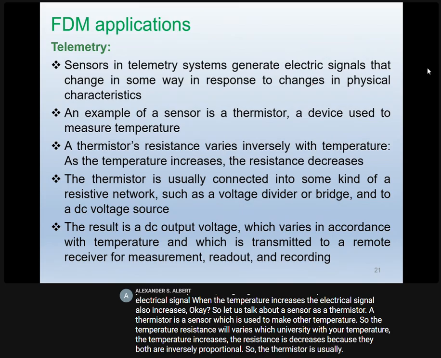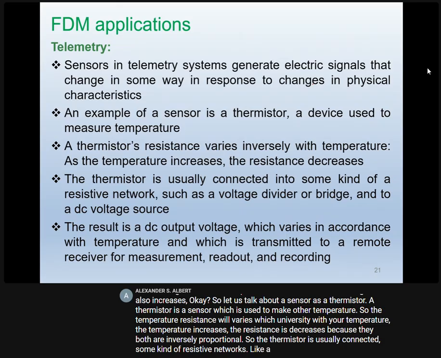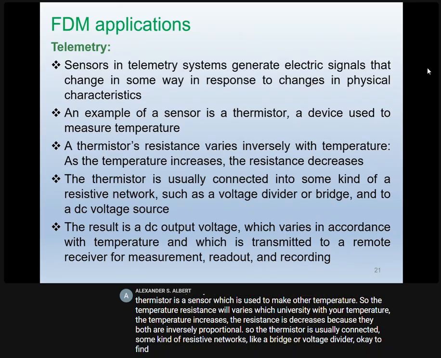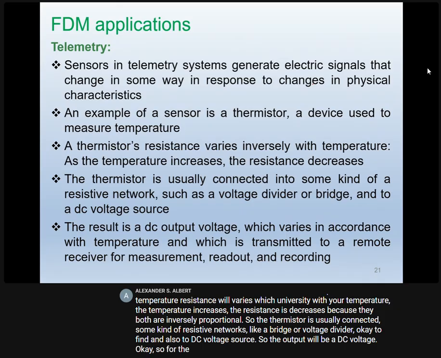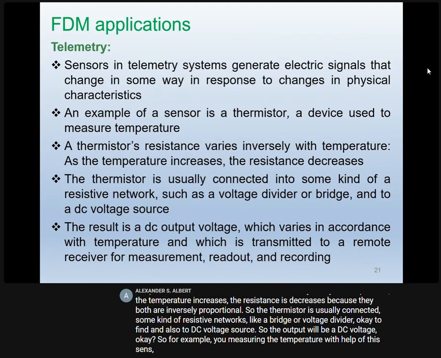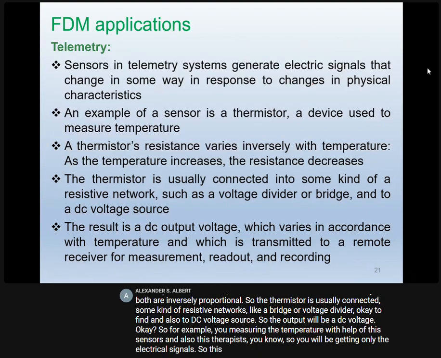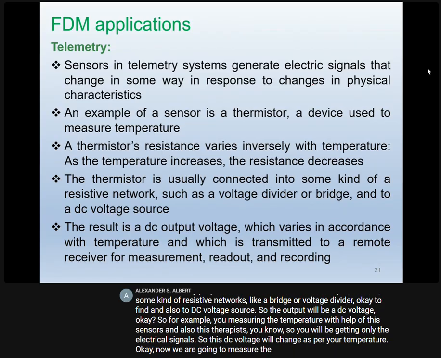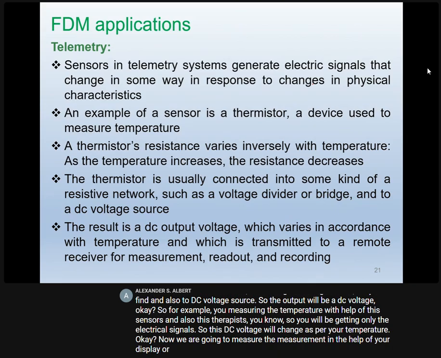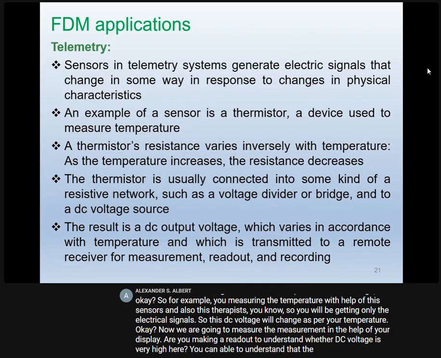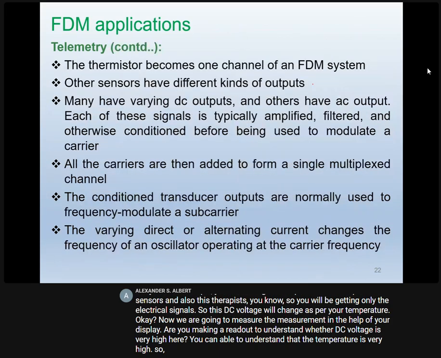The thermistor is usually connected to some kind of resistive network, like a bridge or a voltage divider, and also to a DC voltage source, so the output will be a DC voltage. For example, you're measuring the temperature with the help of this sensor, the thermistor, so you'll get only electrical signals. This DC voltage will change as per your temperature. Now we measure it with the help of a display or a readout. If the DC voltage is very high, you can understand that the temperature is very high. So the thermistor will become one channel of your FDM system.